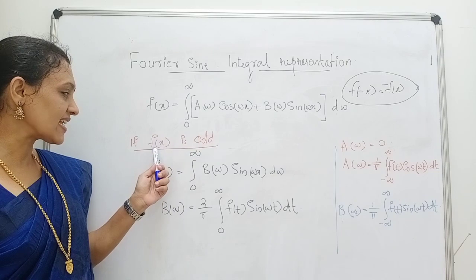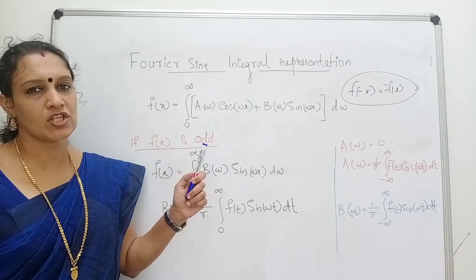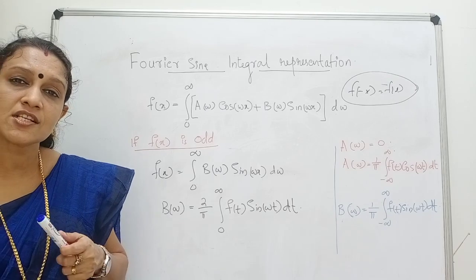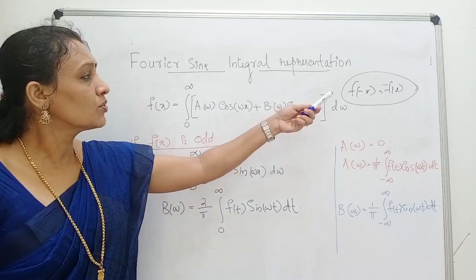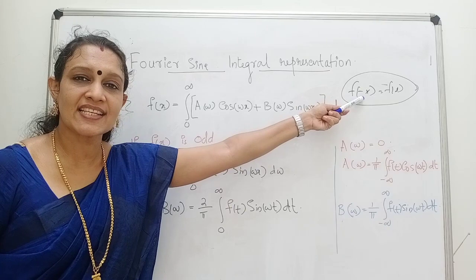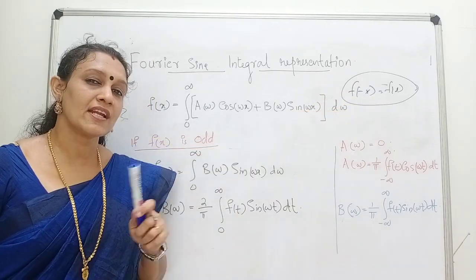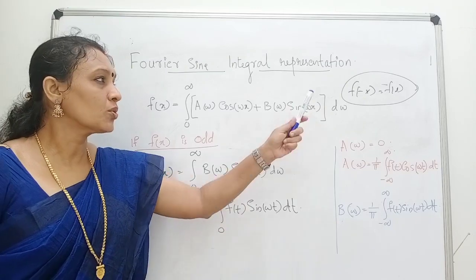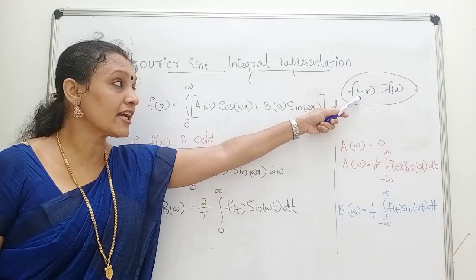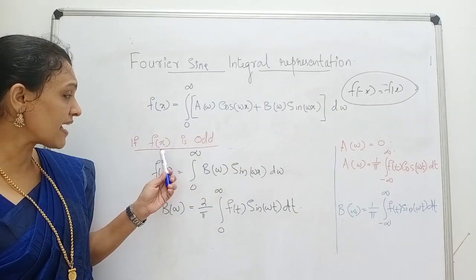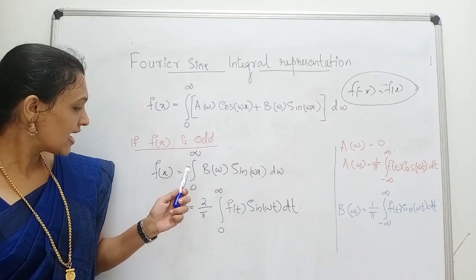Consider the case when f of x is an odd function. We know the definition of an odd function. How will you check whether a function is an odd function? You just consider f of minus x, which is equal to minus of f of x. So in such a manner, we are considering an odd function.